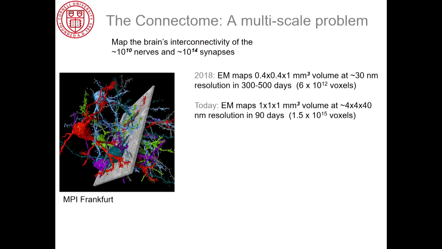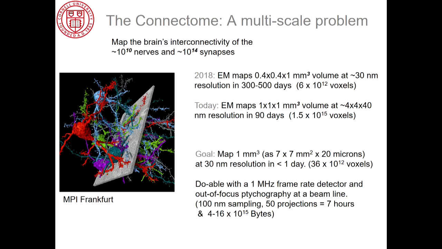The next thing about bridging the length scales is this problem is already being actively worked on in other fields. In fact, the connectome is a multi-length scale problem. Over here, you want to map a square millimeter of brain tissue at about 30 nanometers resolution. You're looking at about 10 to the 14 synapses. And people are doing this today. The leading methods today are electron microscopy. You can actually map about a square millimeter at 4 by 4 by 40 nanometer resolution in about 90 days. That's a little slow for us.